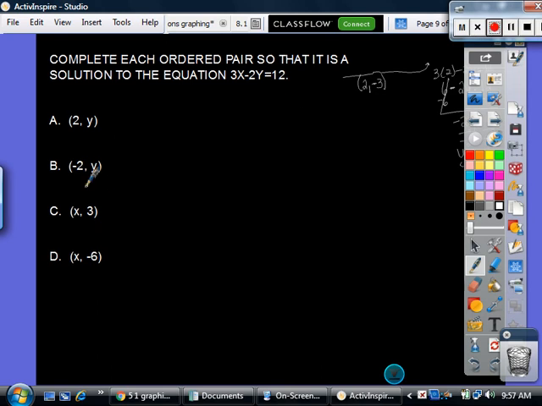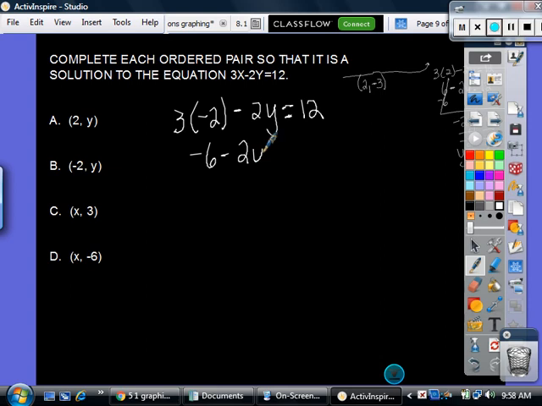All right, next we're going to try -2, again, in the place of X. So we'll have 3 times -2 minus 2y is equal to 12. Three times -2 is -6. And then this is a simple equation we could solve in chapter 3.